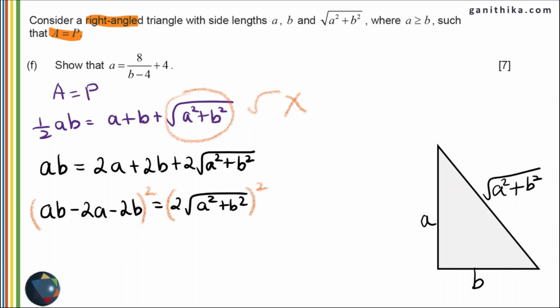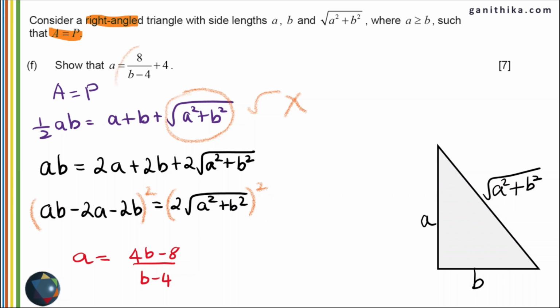You might not have got the answer given in the question, but you might have got something of this type: 4b minus 8 over b minus 4. From here you have to simplify it to the form a over b minus 4 plus 4. Again, there are multiple ways of doing this. You can write minus 8 as minus 16 plus 8 and then simplify that. That's one way of doing it.